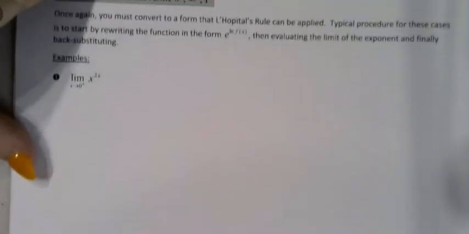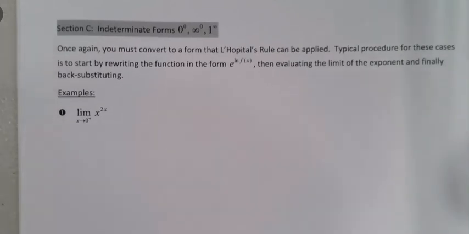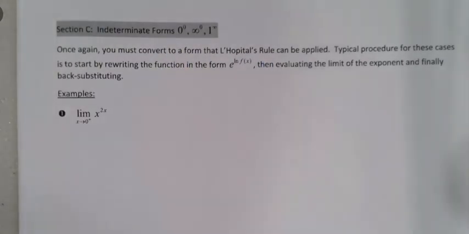All right, we have one more set of indeterminate forms that we want to look at. And these are the exponential ones. 0 to the 0 power is an indeterminate form. So is infinity to the 0 power, and also 1 to the infinite power. None of those can simply be evaluated. They're all indeterminate. Again, none of these are L'Hopital's rule forms yet. So we're going to have to do a little work to get them there.